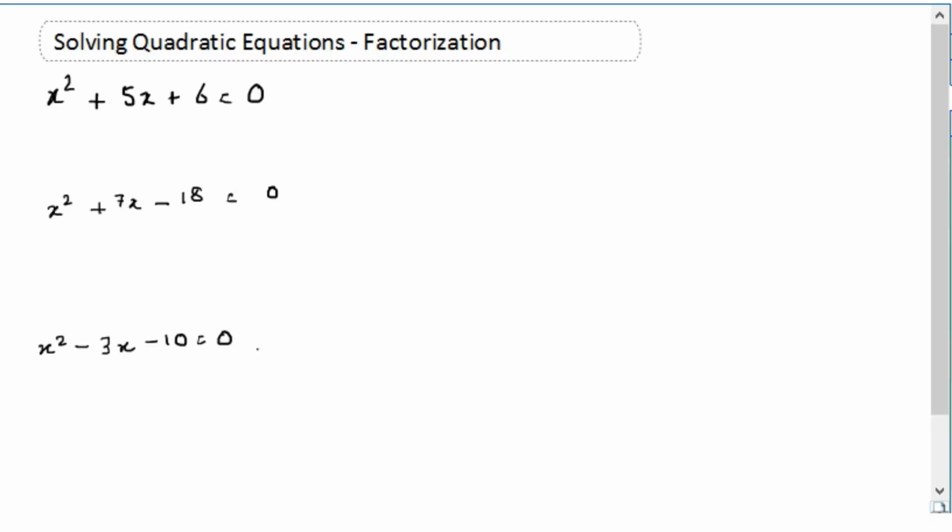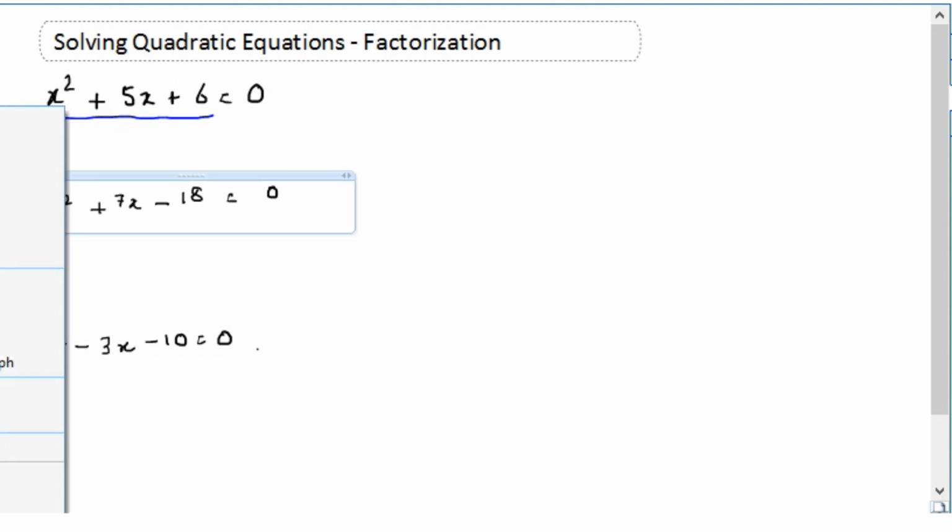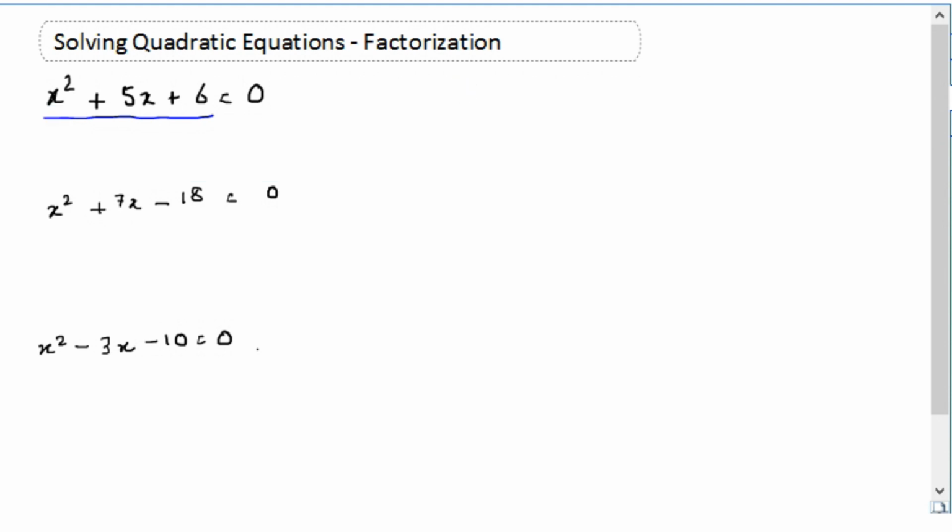Okay, so we have got the first equation here, which is x squared plus 5x plus 6 is equal to 0. Now as you can see, this whole equation has a value of 0. What we want to do is find the factors of this, so that once we have the factors we know that if we multiply two factors or three factors, then at least one of the factors is going to be 0, which is why this whole equation is equal to 0.